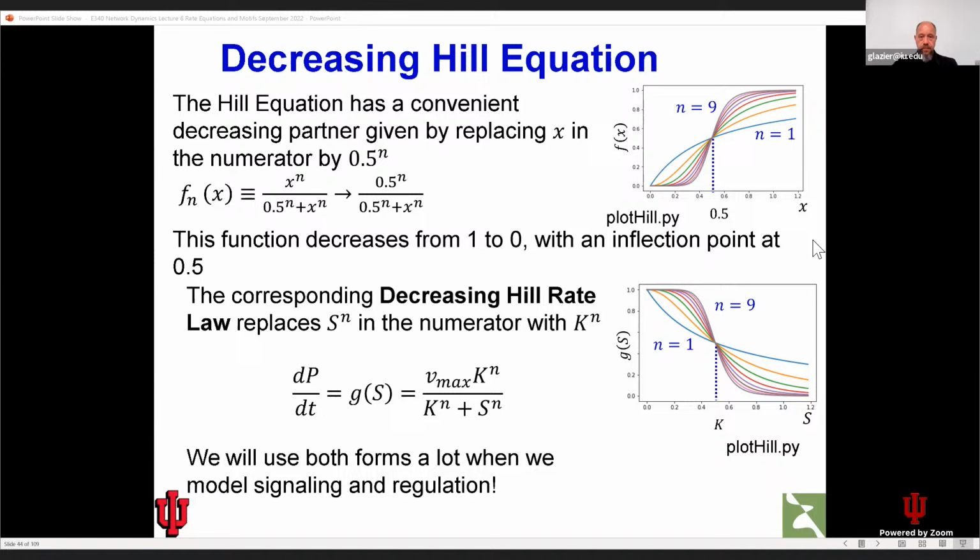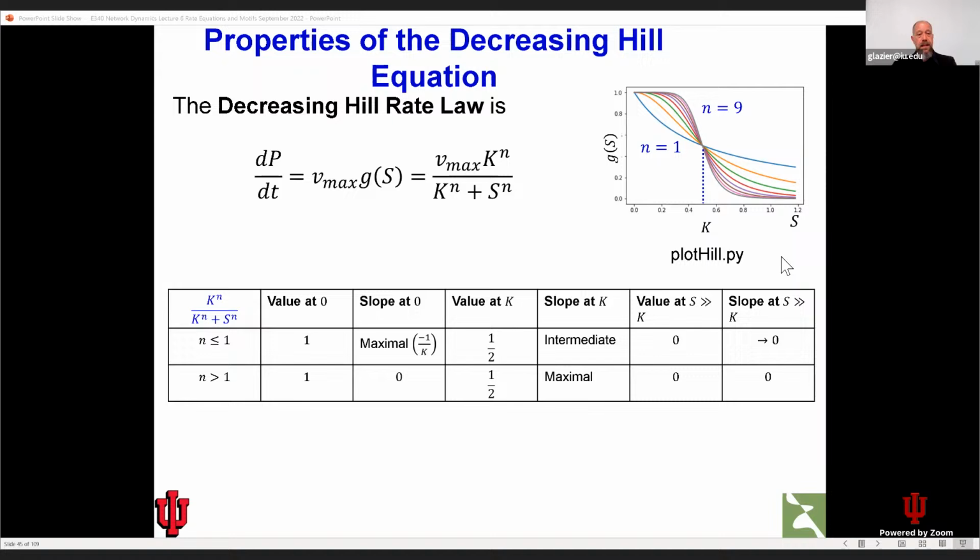And we can do the same analysis. There's also a decreasing Michaelis function, which is exactly the same thing. It's K over K plus S. And again, the slope is zero at zero, which is maximal. For the Michaelis case, it's zero; for the Hill function, the value at K is a half. Slope at K is intermediate or maximal. And as the value of S goes to infinity, the value goes to zero, and the slope goes to zero.